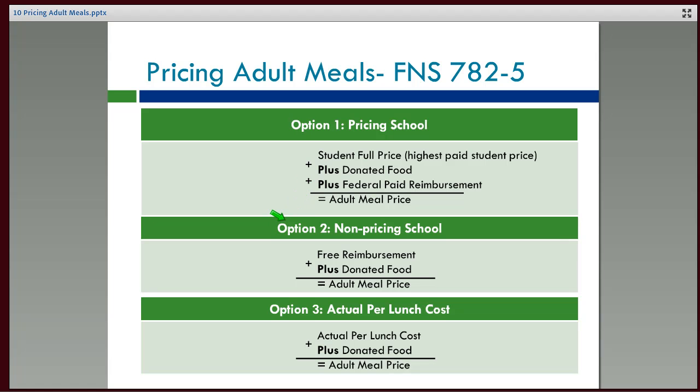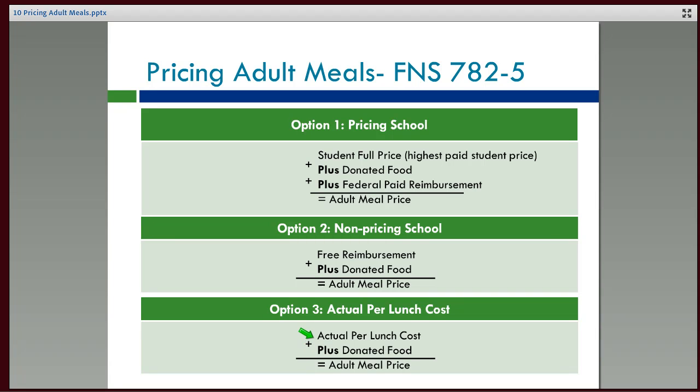The second option is for non-pricing schools. For this option, you'll take the free reimbursement plus the value of donated foods to get your adult meal price. And then the third option is the actual per lunch cost. In this option, you'll take the actual cost per meal plus the value of donated foods, and that will be your adult meal price.